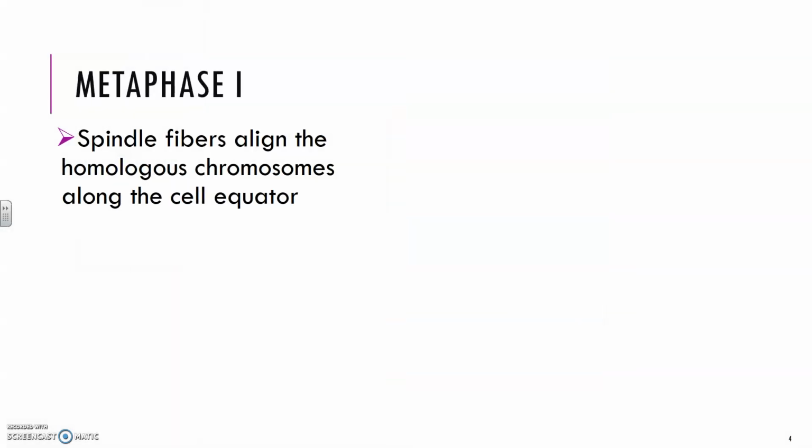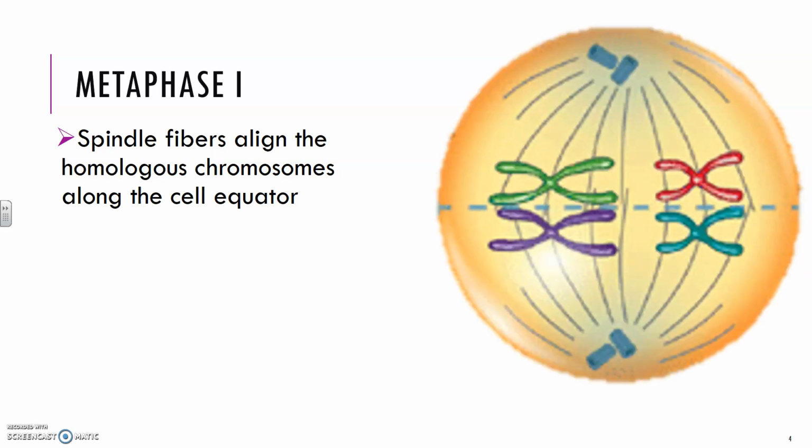Okay, so next up we go into metaphase. So during metaphase 1, you're going to have the spindle fibers aligning the homologous chromosomes in the center of the cell. Okay, so you can see, obviously, we have the center of the cell marked by these dash marks, and we have 1 copy of each homologous chromosome on either side of that center mark.